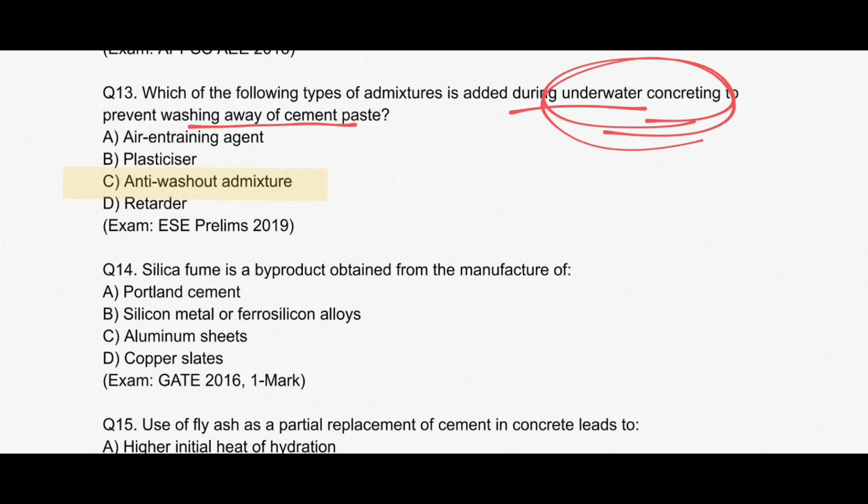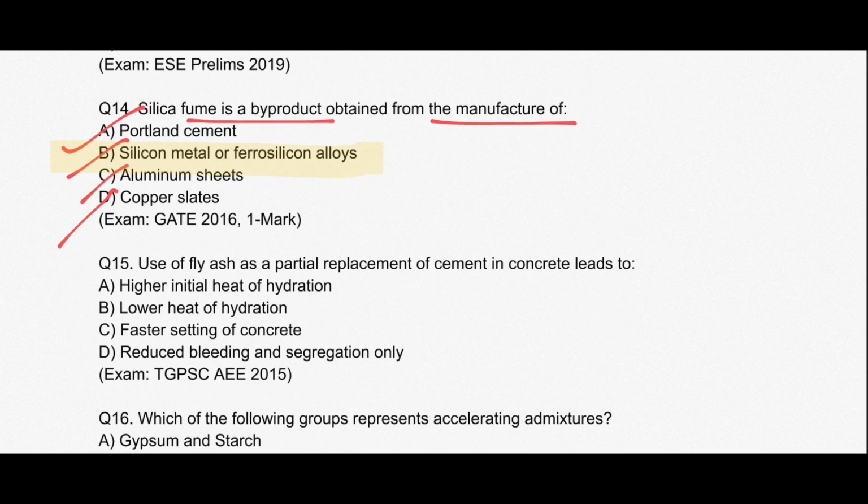14th question. Silica fume is a byproduct obtained from the manufacturing of option A Portland cement, option B silicon metal or ferrosilicon alloys, option C aluminum sheets, and option D is copper slits. So the answer is option B, that is silicon metal గాని ferrosilicon alloys నుండి వచ్చే మనకి బై ప్రోడక్ట్ మనం సిలికా ఫ్యూమ్ అని అంటాం అన్నమాట.